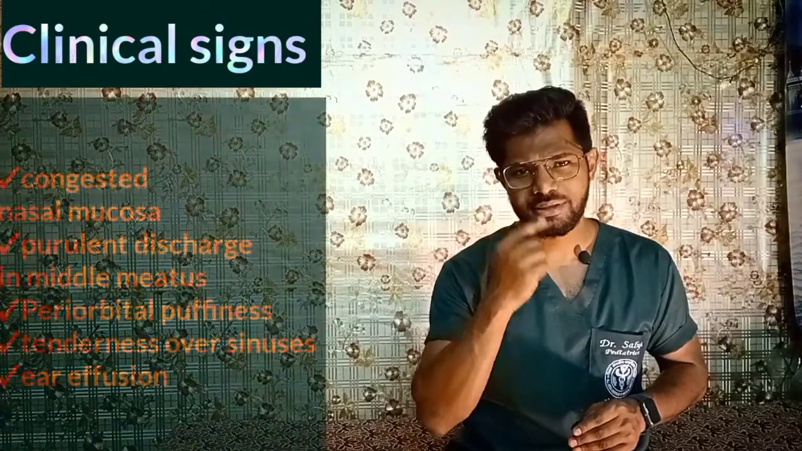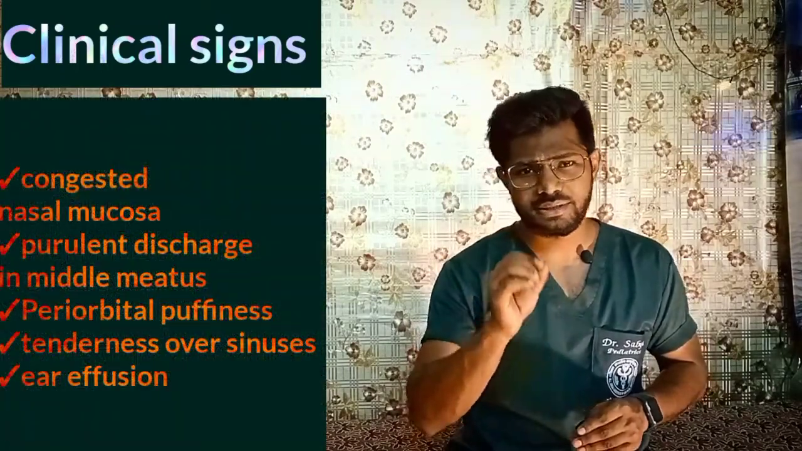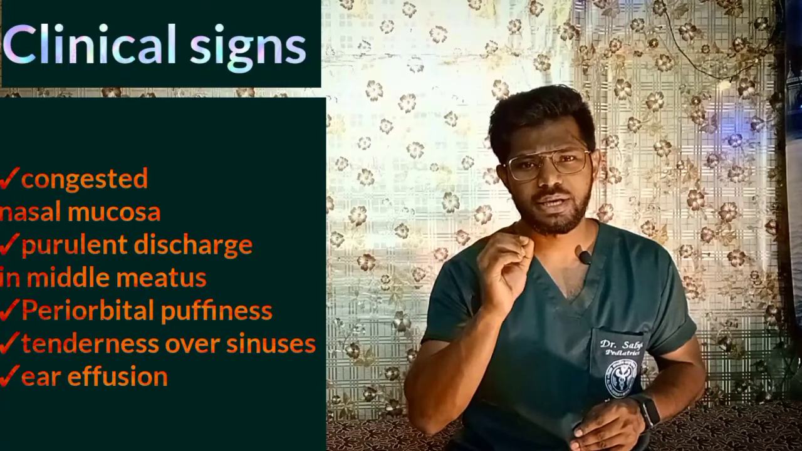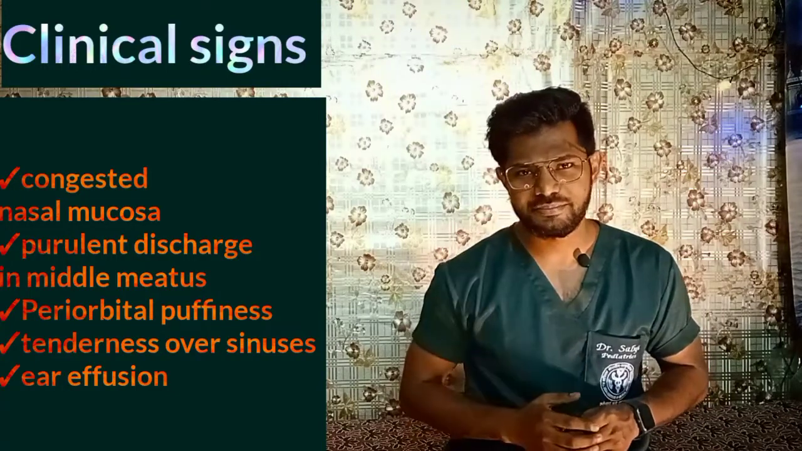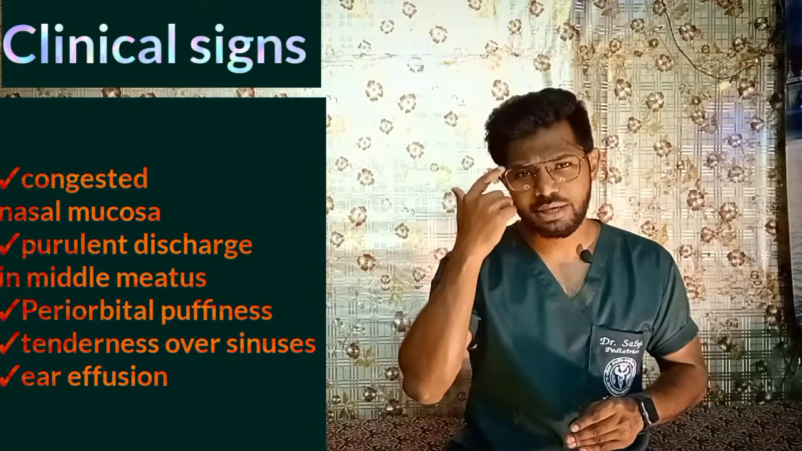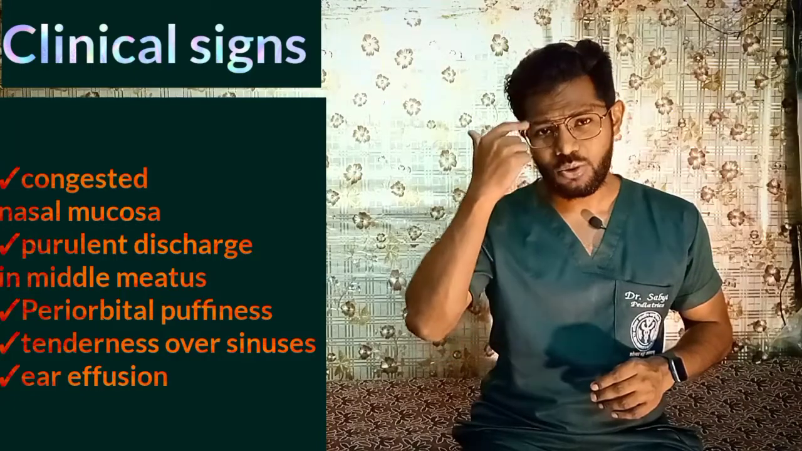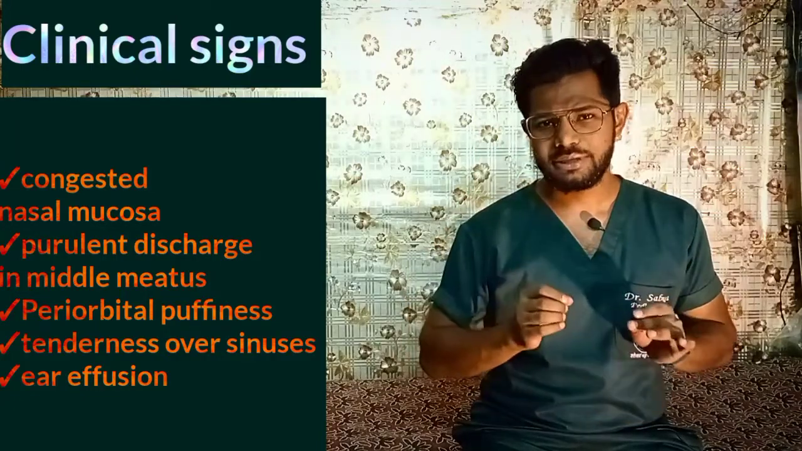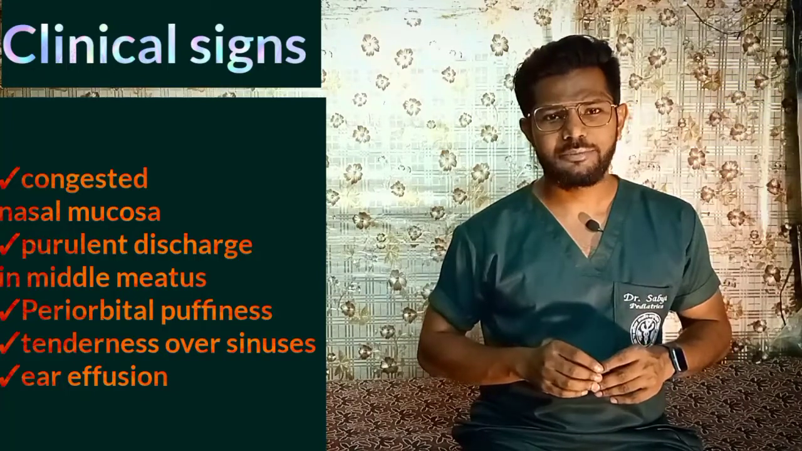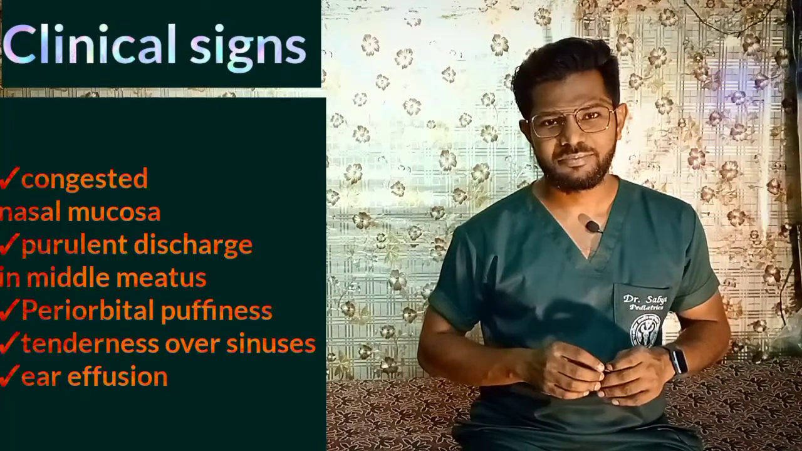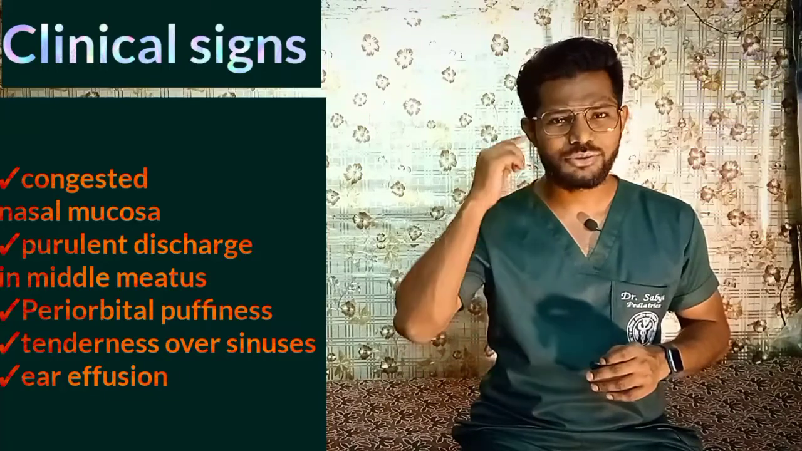There are few clinical signs on examination of a child with sinusitis. On inspection, the nasal mucosa might be congested. A very strong pointer is presence of purulent discharge in the middle meatus of the nasal cavity. There can be periorbital puffiness due to ethmoid sinusitis. Tenderness over the maxillary or frontal sinuses can be present in case of acute sinusitis, and it can be a good diagnostic pointer. In few patients, there can be effusions or fluid in the middle ear cavity.